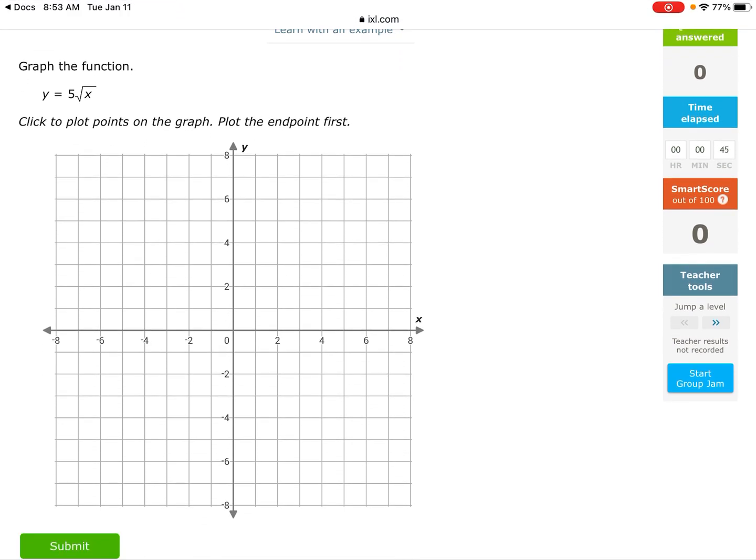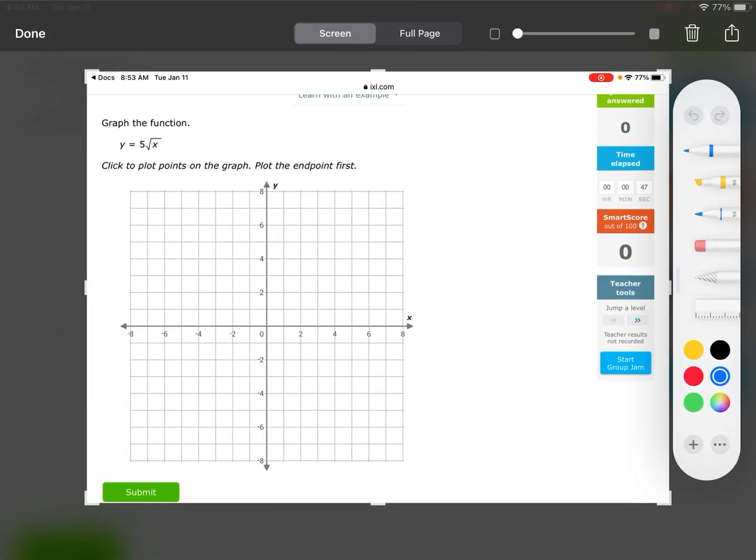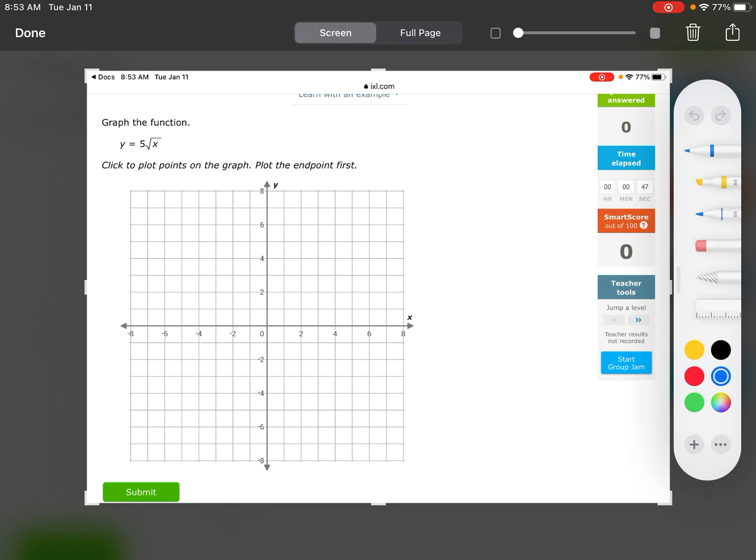So the main thing to understand here is that the number in front of the radical, in this case it's 5, is your slope. And slope is generally rise over run, so you can imagine that's going to be 5 over 1.